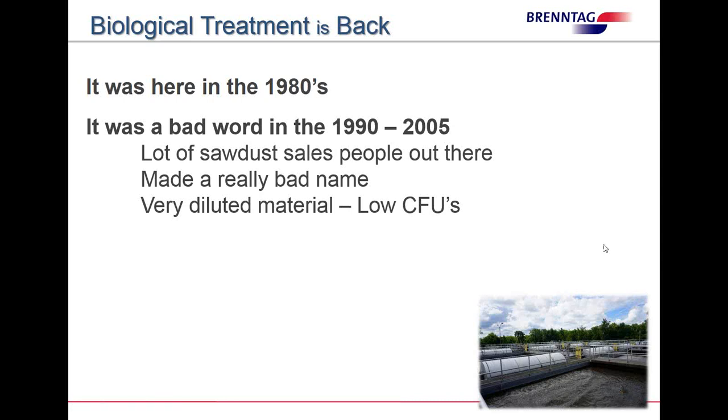They had very diluted material, what's called a low CFU, and a CFU is a colony forming unit. That is a group of bacteria, and that's how you gauge it when you see a product that's 4 or 5 billion CFUs per gram.